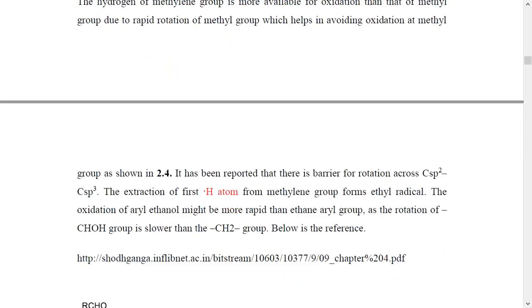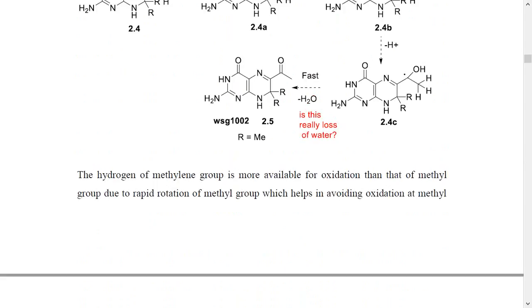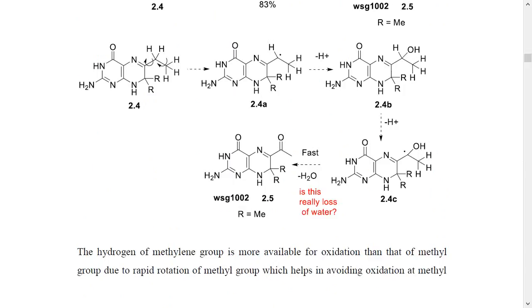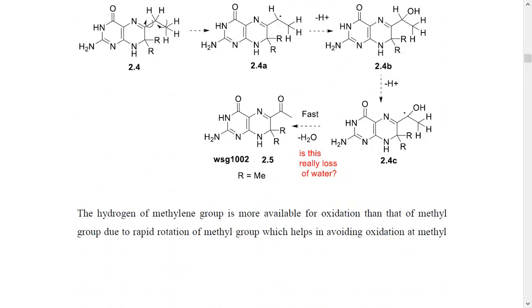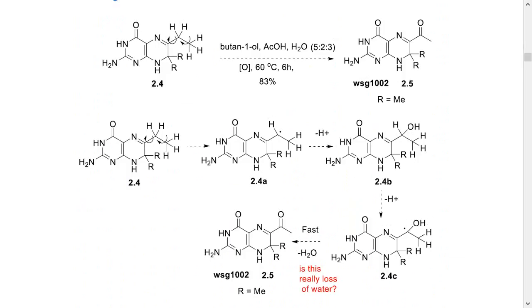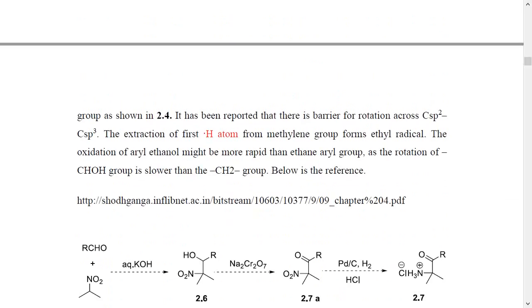It has been reported that there is a barrier of rotation across sp2 to sp3. So this is sp2 to sp3, a barrier of rotation. That's what they are saying. The extraction of an H atom, which is a free radical atom, from the methylene group forms an ethyl radical. So if from here methylene group extraction, this is CH3, CHOH or CH2. If you remove one of them like that, it's going to be CH3, CH. So they said the methylene group forms an ethyl radical. This is going to be the ethyl radical.